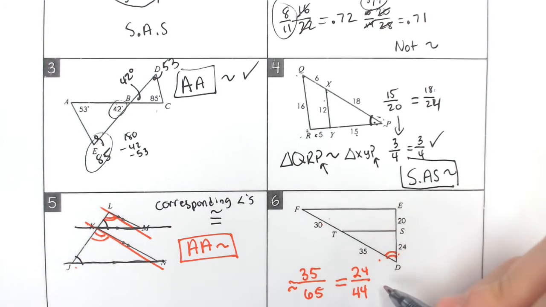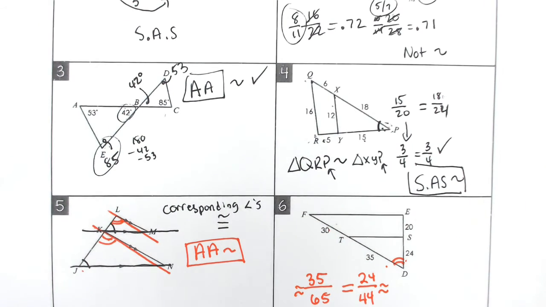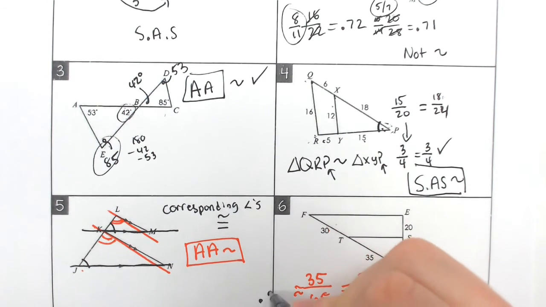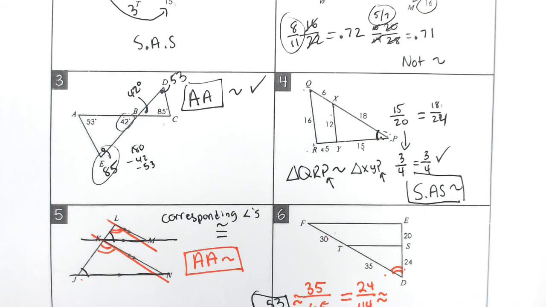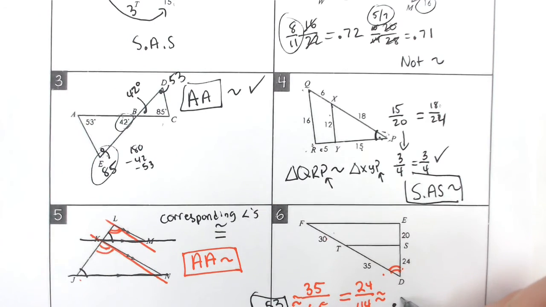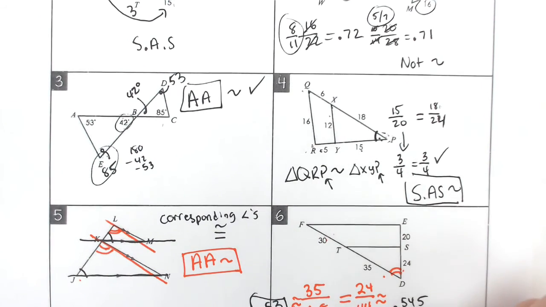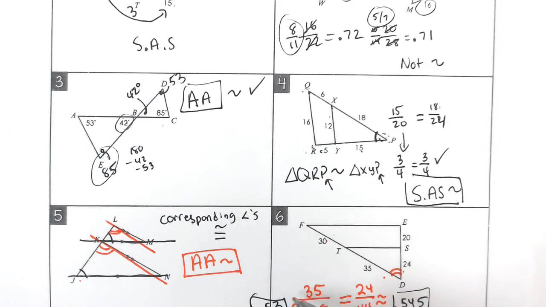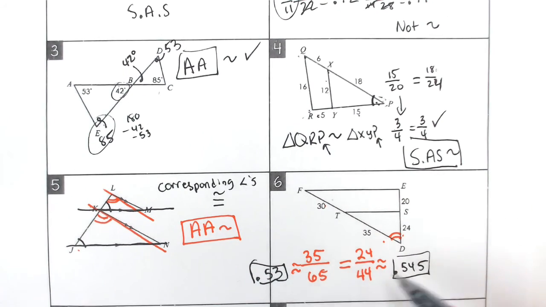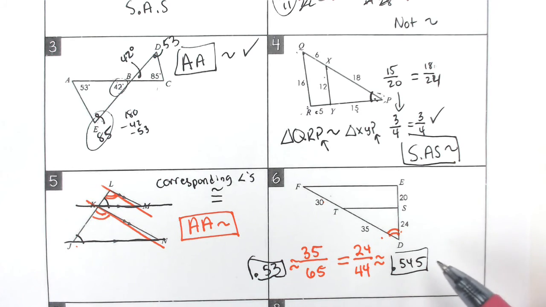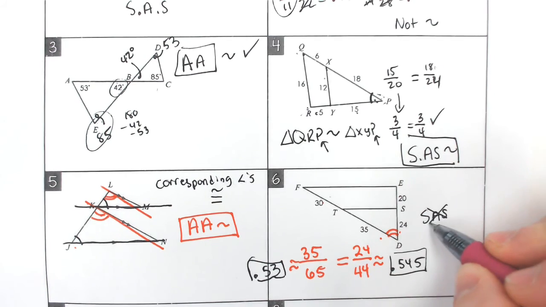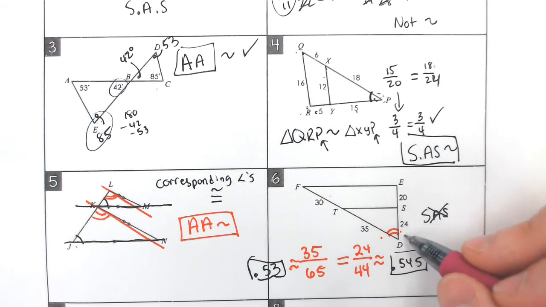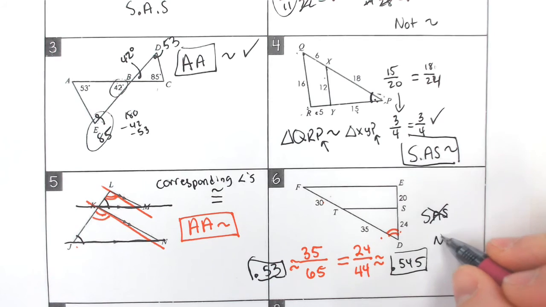So I'm going to do them off to each side. 35 divided by 65 is 0.53. So let's remember that. 24 divided by 44 is 0.545. They're close, but those two numbers are not equal to each other. 0.53 does not equal 0.545, which means that they are not similar. And I can't say side-angle-side anymore, which makes me sad because it would have been side and then the angle in the middle and the side, but the numbers aren't the same, so it's just not similar.